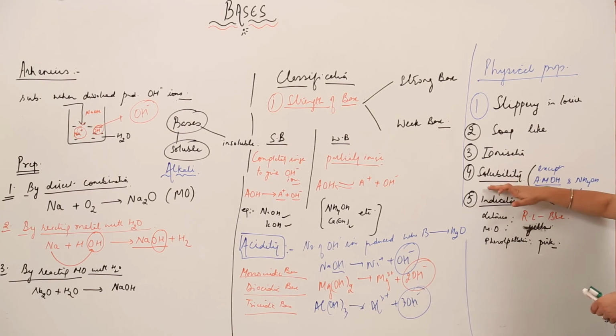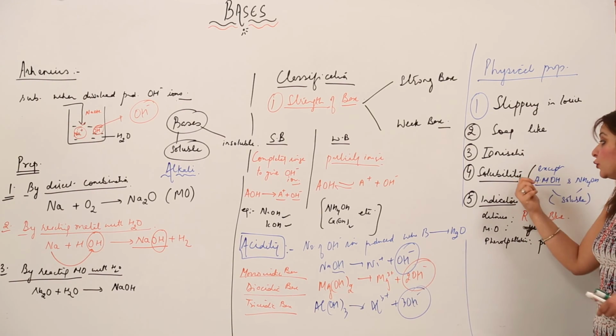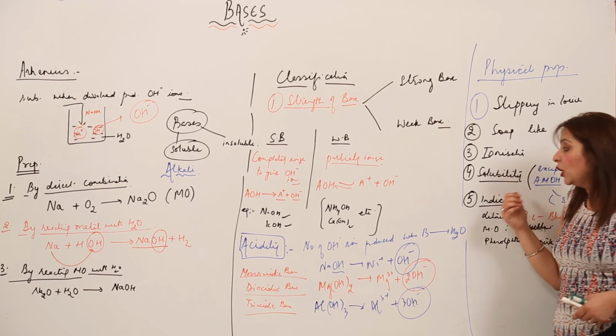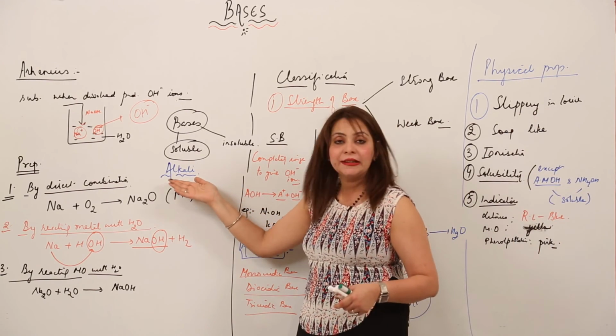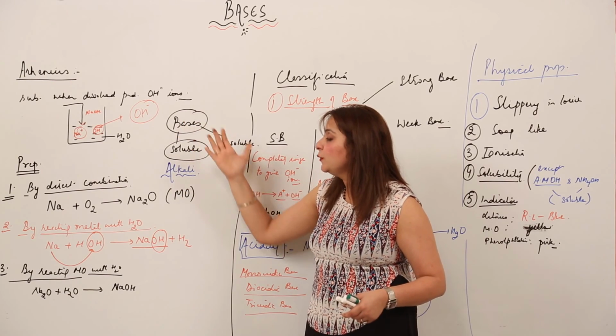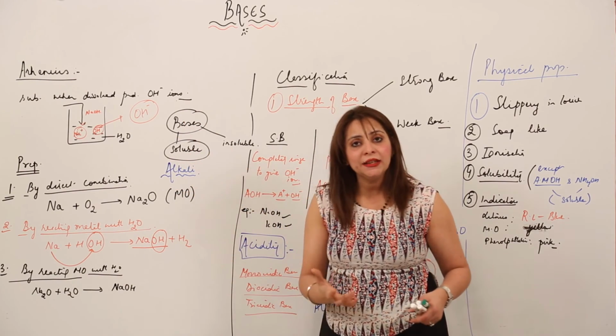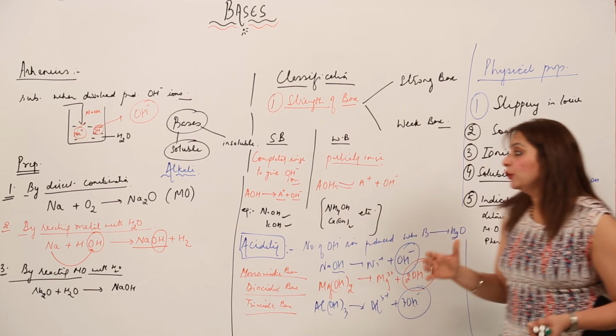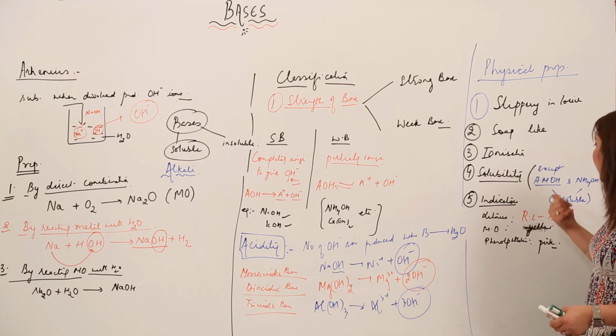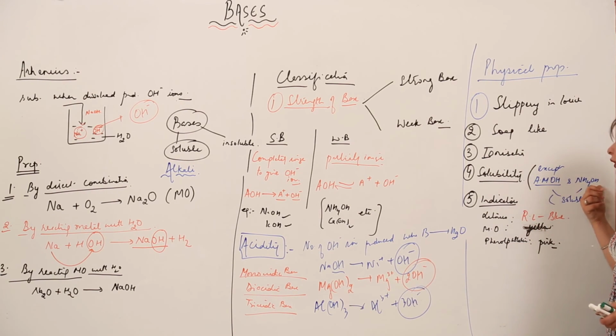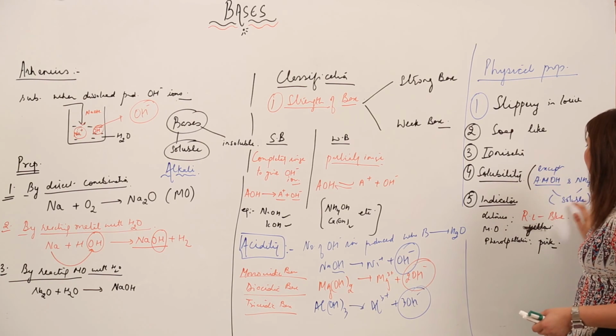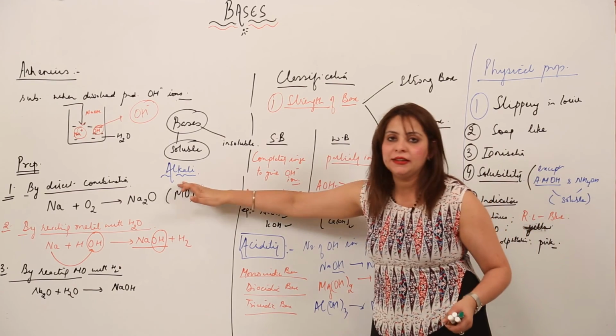When we talk about solubility, as I told you, the solubility factor is very important because it is linked with the alkali. The bases which are soluble in water are called alkali. They are almost all insoluble except the alkali metal hydroxides and the ammonium hydroxides, which are soluble in water. These are the ones which act as alkali.